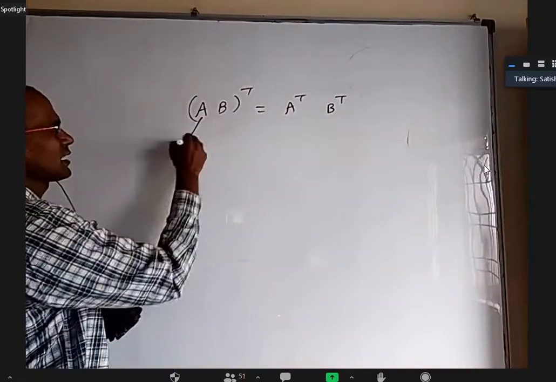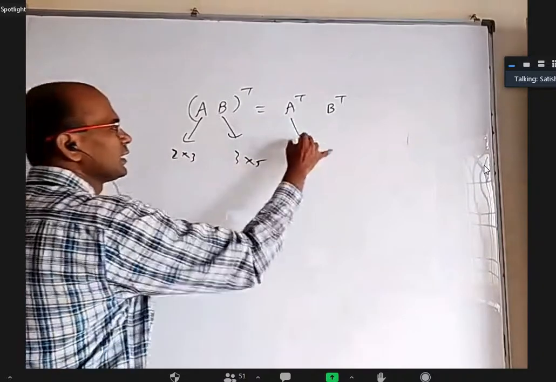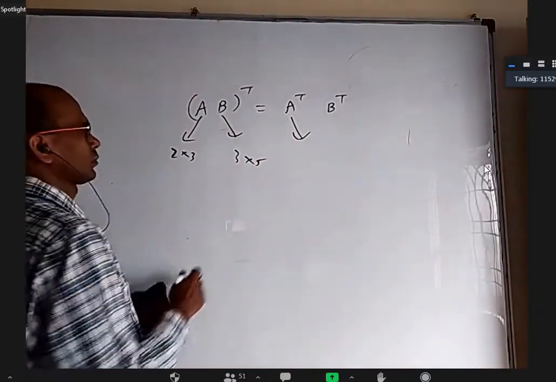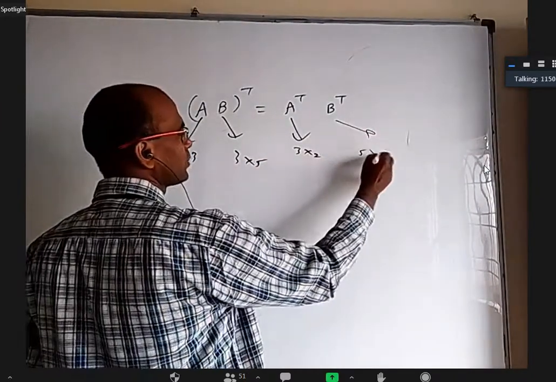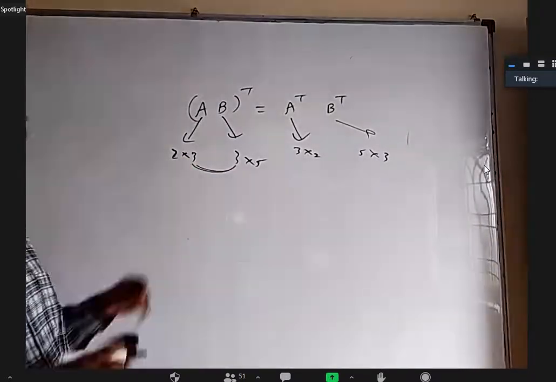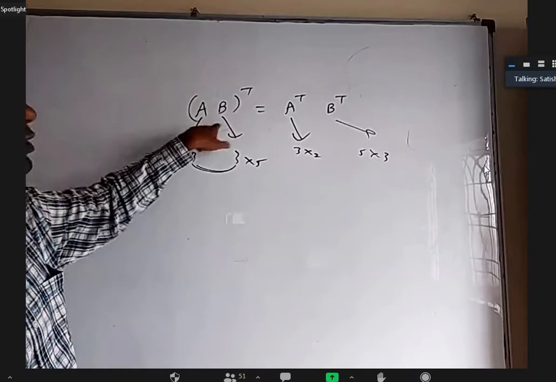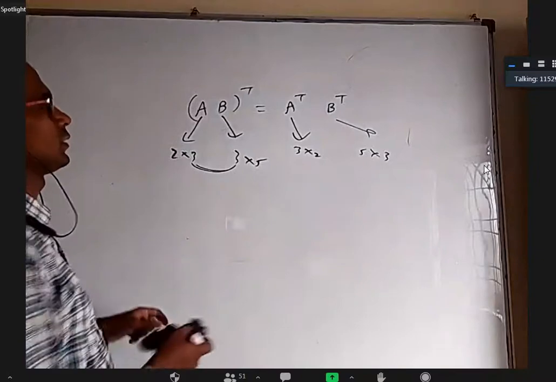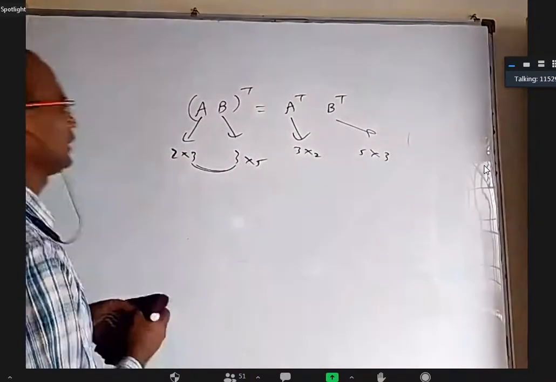Let us say A is of order 2 by 3 and B is 3 by 5. What is the order of A transpose? 3 by 2. And B transpose is 5 by 3. Here the number of columns of the first is 2 and the number of rows of the second is 5, which are not equal. So this multiplication is not possible. This product doesn't exist.